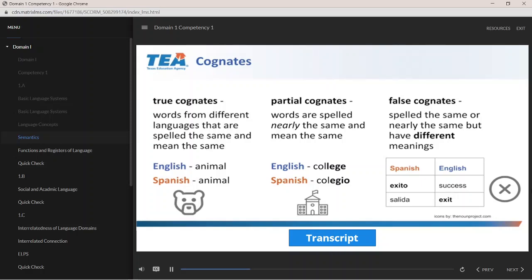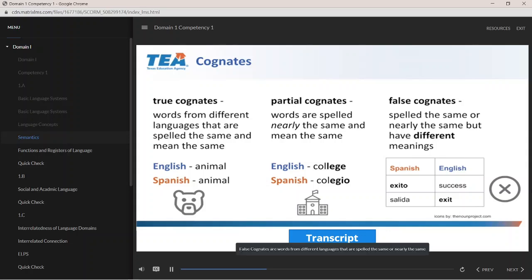Cognates. Cognates are words from different languages that are spelled the same, known as true cognates, or almost the same, known as partial cognates. These words are pronounced similarly or the same and share similar or the same meaning. An example of a true cognate is the word animal, which is spelled the same and pronounced similarly in both English and Spanish, animal. An example of a partial cognate is the word college in English. In Spanish, the word is colegio. Notice the beginning of the word is the same, but the ending is different and the meaning is the same.